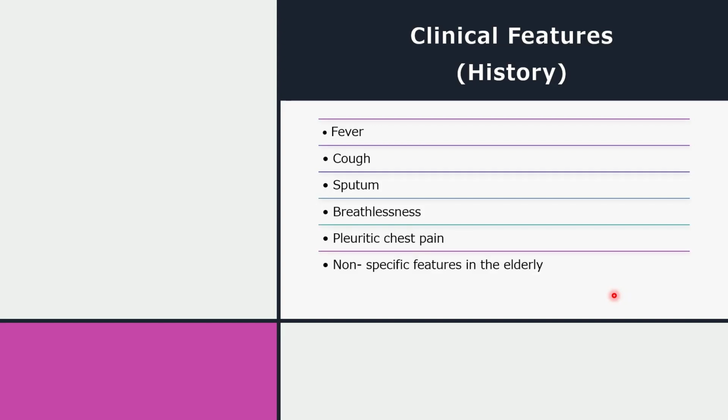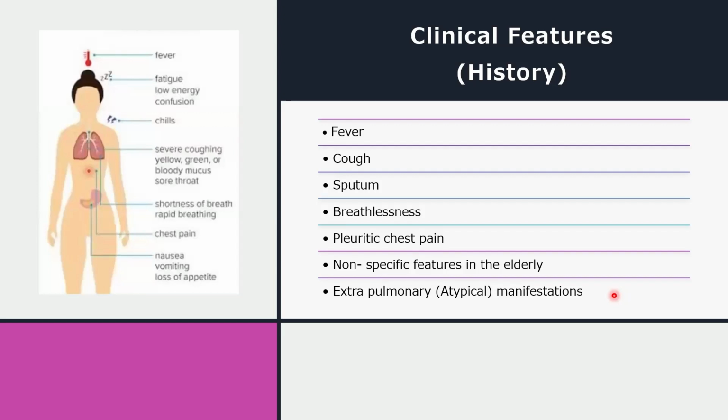And sometimes in the elderly, there can be non-specific features like lethargy, reduced responsiveness, altered sensorium as well. And sometimes there can be atypical symptoms, involvement of other organs like jaundice, nausea, vomiting, diarrhea, renal involvement, and rash as well.